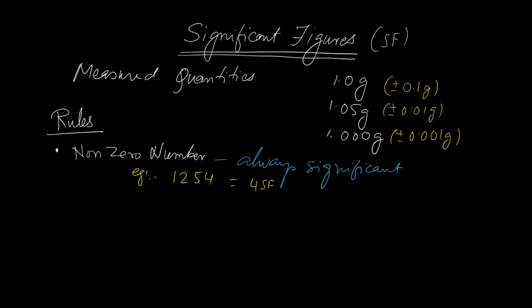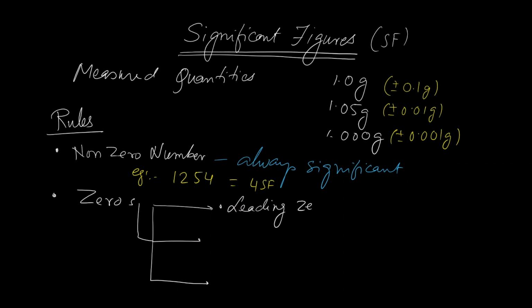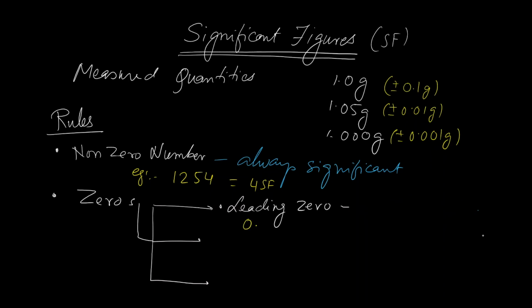significant figures. As I said, the ambiguity appears when there are zeros, and there are three kinds of zeros that we usually come across. The first one is leading zeros. These zeros appear at the beginning of a number. They are not significant. An example can be 0.0024, and that would be equal to two significant figures.